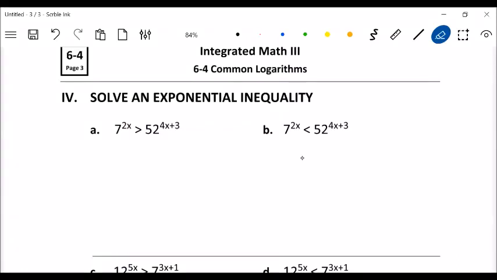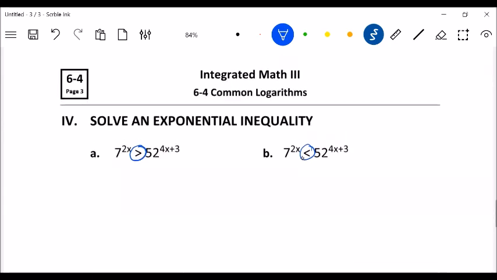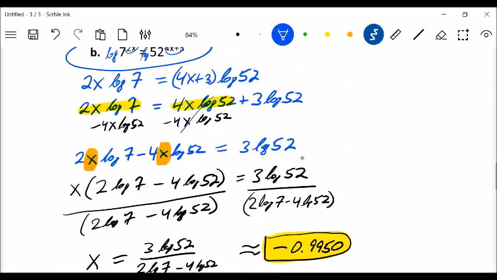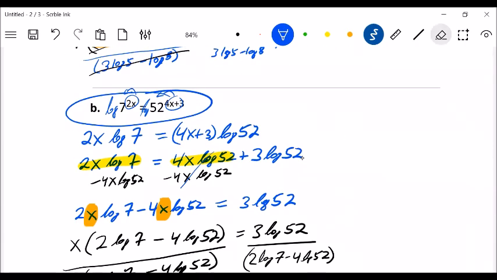Let's look at solving these exponential inequalities. These are the same problems except one is greater than and one is less than. So you solve it like normal. In fact, this is like the last problem in part one. Here was the problem where, without logs, you have this.